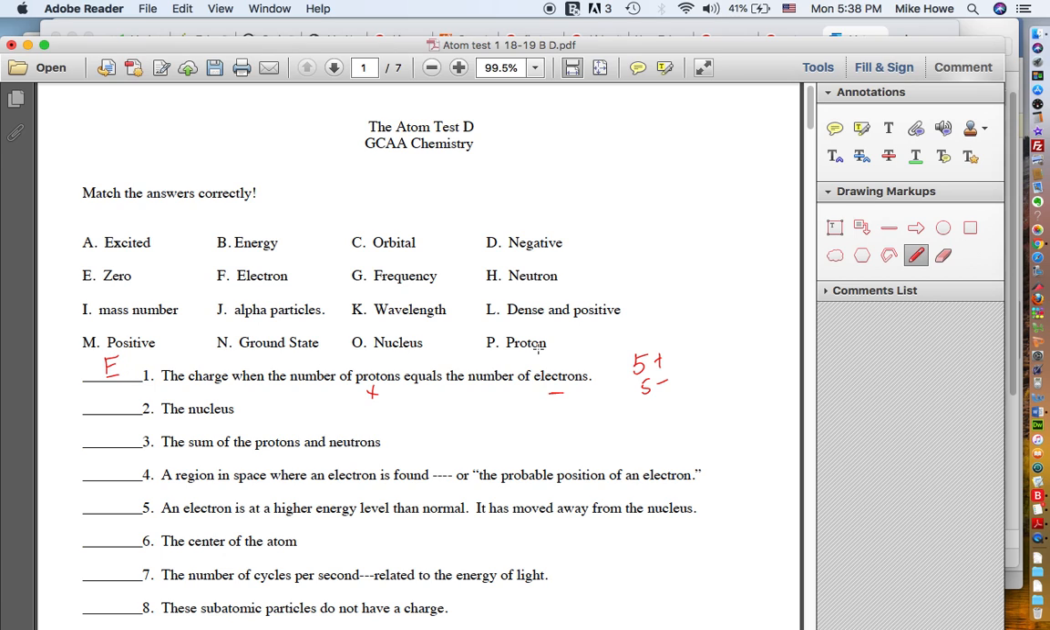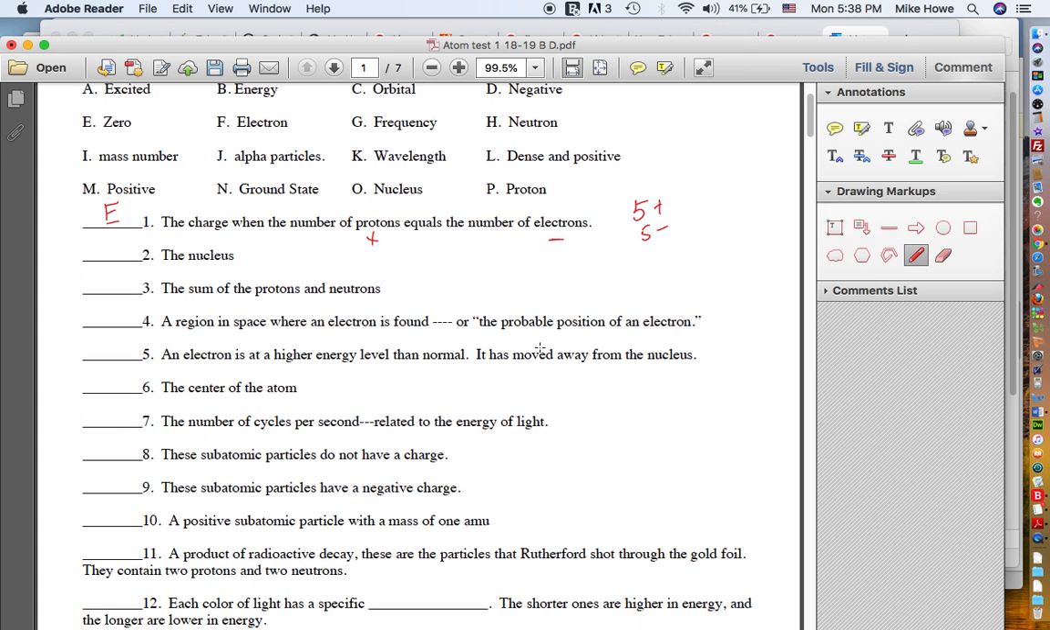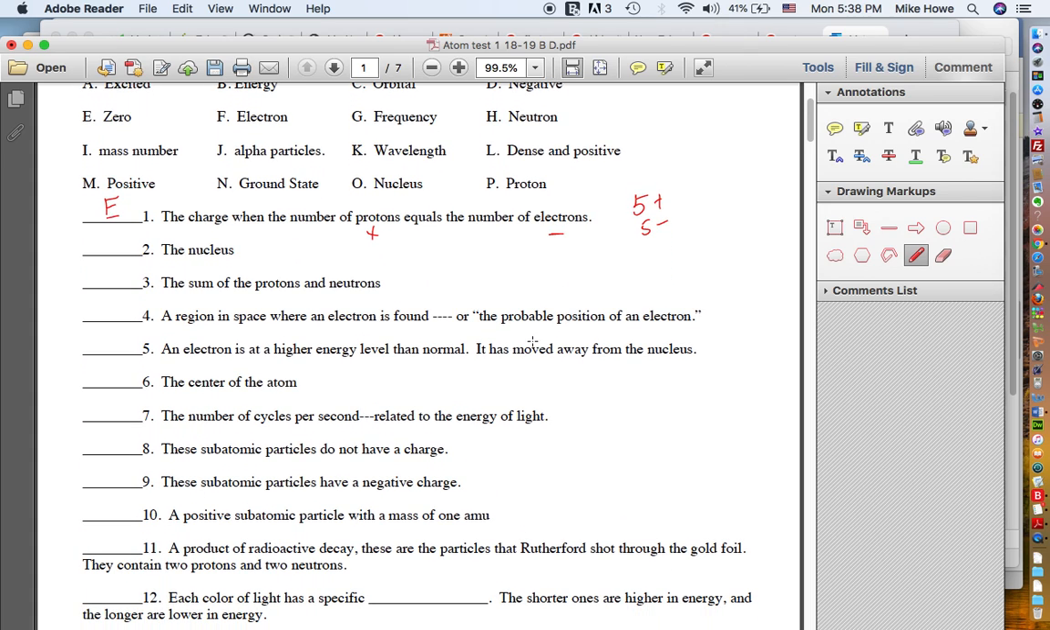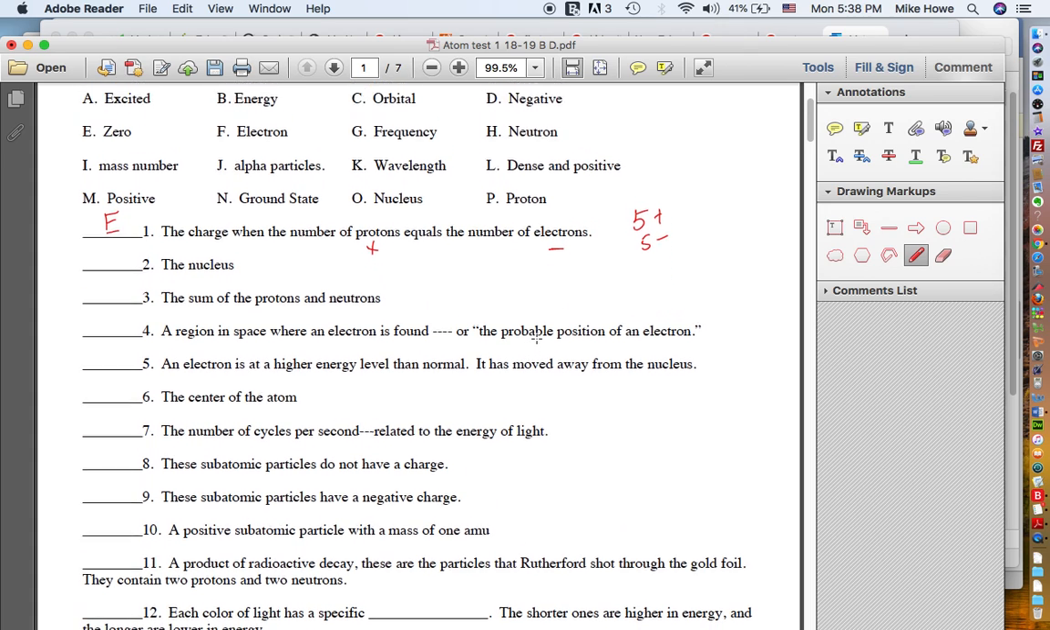Incidentally, this test may not have everything in the same sequence that your test does, but the questions are all here, so you'll have to look around and find them.